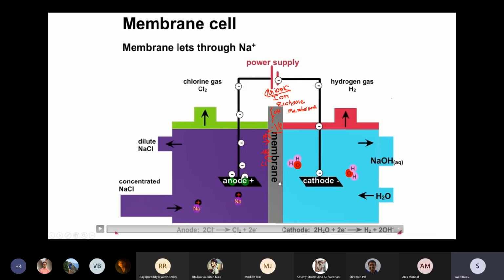And since this is a cation exchange membrane, that will allow Na+ ions to move through. So Na+ ions are migrating towards the cathode through this ion exchange membrane. And two chloride ions, Cl to Cl, join together and form chlorine gas.